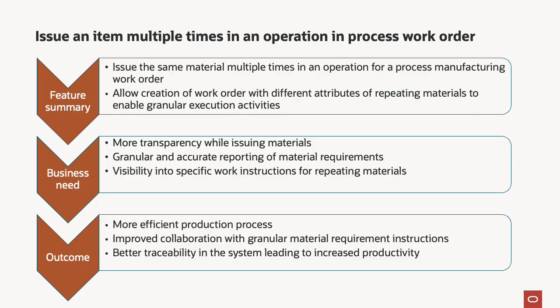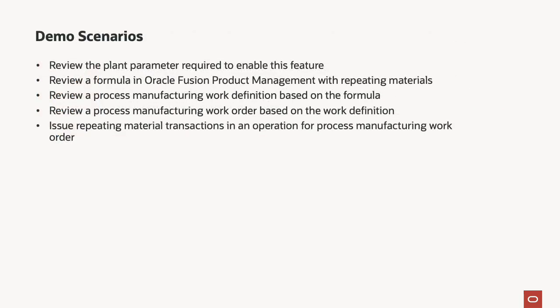As a result, your business will be more efficient in managing the production process. See better collaboration with granular material requirement instructions. Improve productivity due to better traceability. This demo shows you how the feature, issue an item multiple times in an operation in process work order, enhances your business.